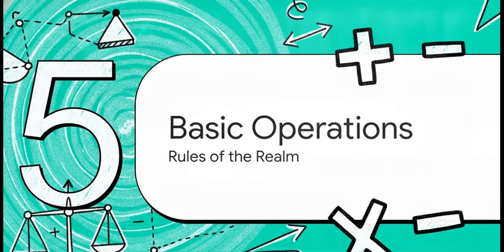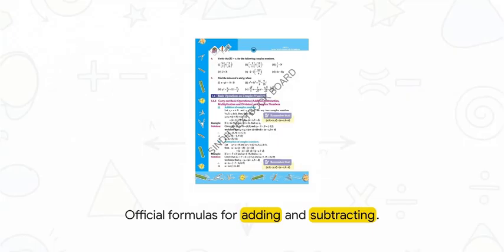Finally, Section 5, Basic Complex Operations. Time to learn the actual rules of the realm. Now, looking at the official textbook formulas for adding and subtracting these complex numbers, it might look like a messy alphabet soup of letters and parentheses at first glance. But I promise you, the logic here is wonderfully straightforward. It all just comes back to treating those real and imaginary parts as totally separate entities.